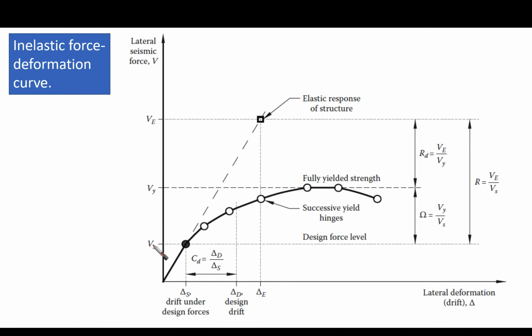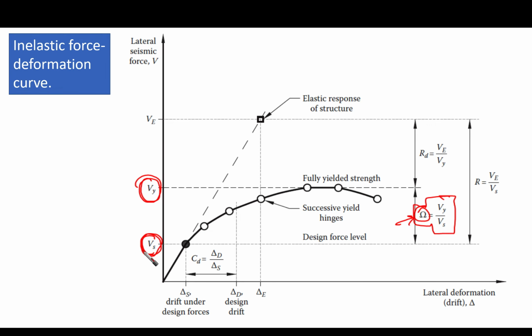Do you remember this level, which is VS, the design base shear, here? And do you remember this level, which is VY, or the maximum fully yielded strength that the structure would provide? The ratio between VY and VS we call omega. This is what we call the overstrength. What is the physical meaning of overstrength?